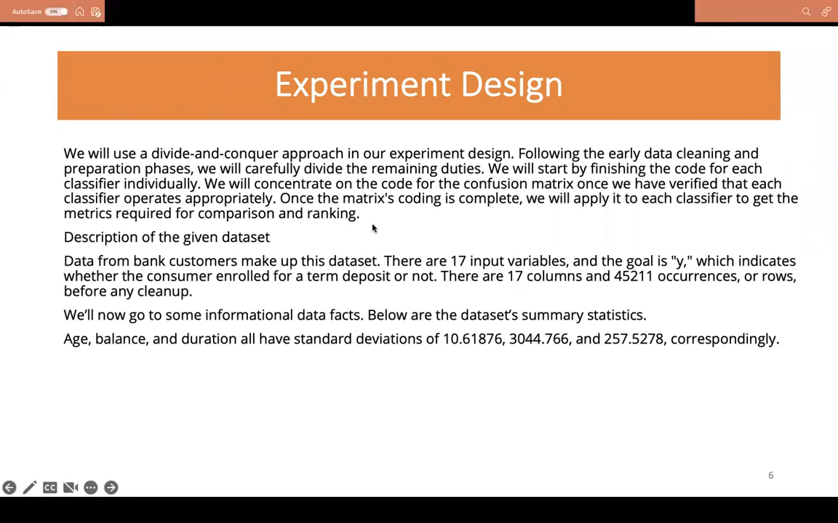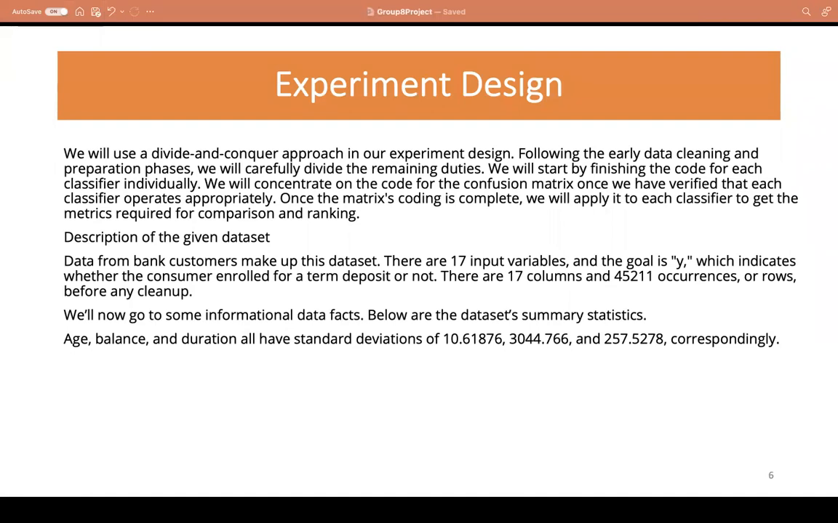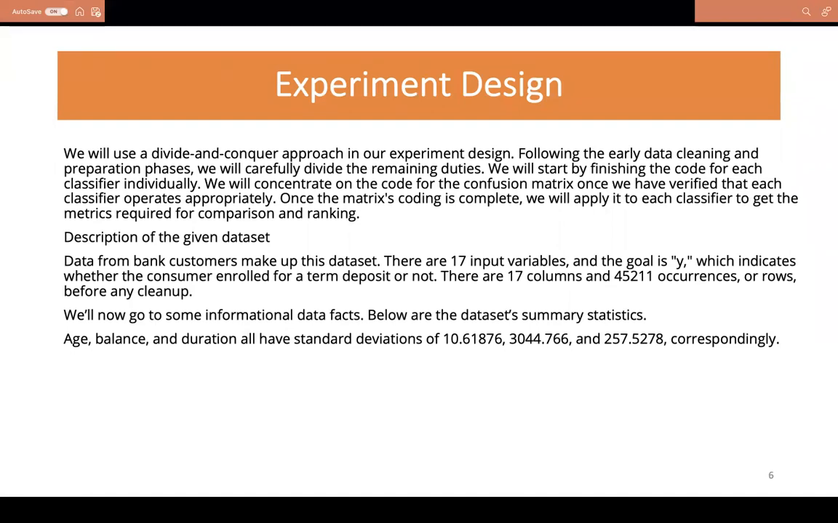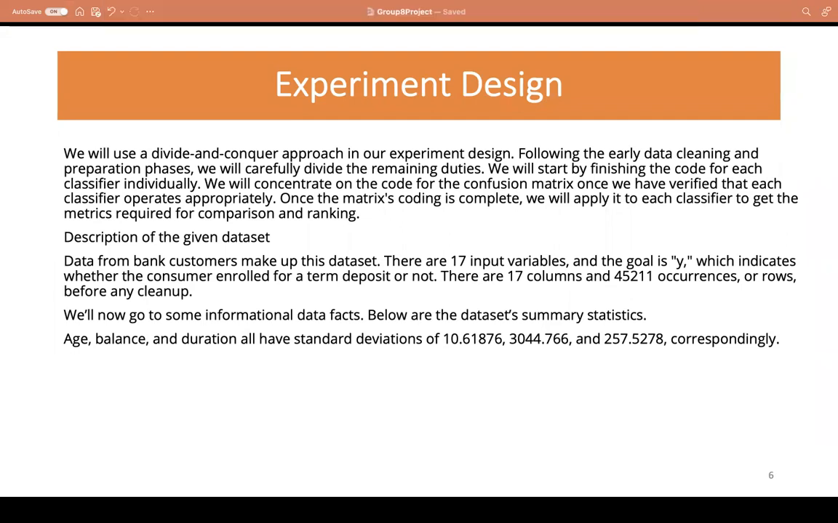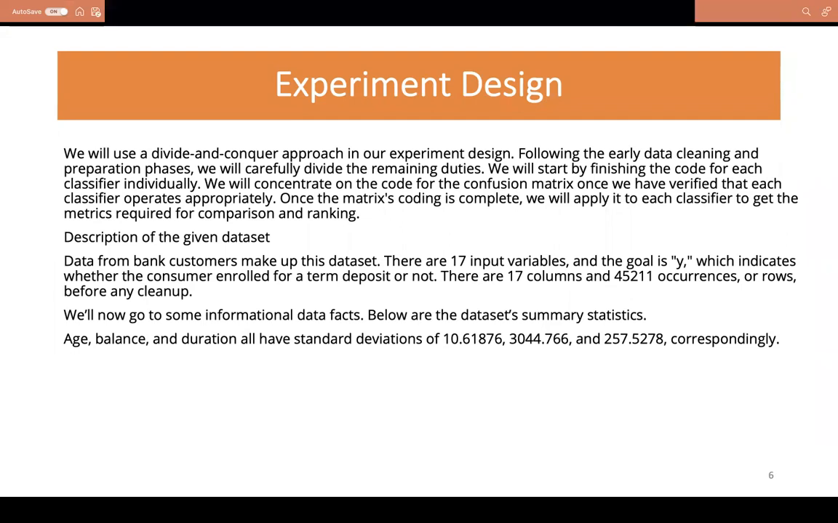We will now go to some informational data facts. Below are the given dataset summary statistics. Age, balance, and duration have standard deviations of 10.61, 3,044.76, and 257.52 correspondingly. Okay, if we can move to the next slide.